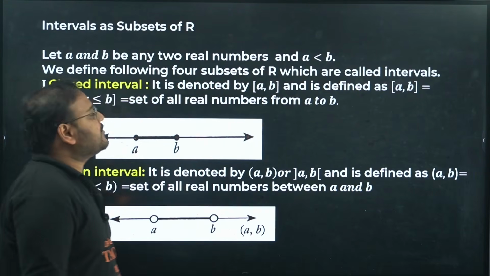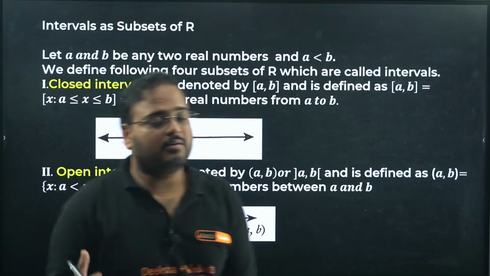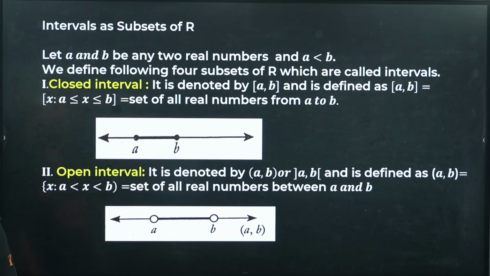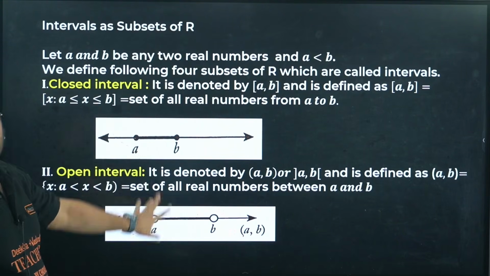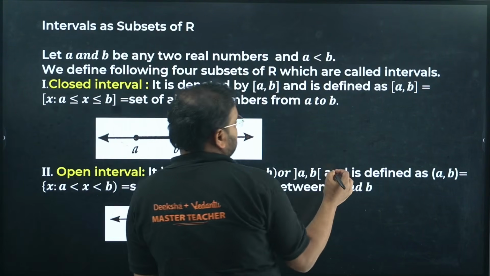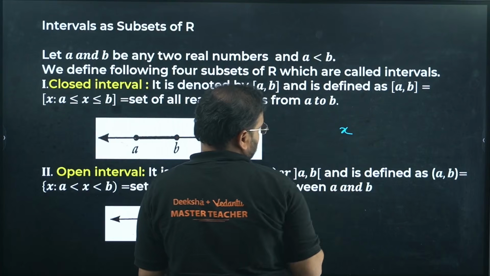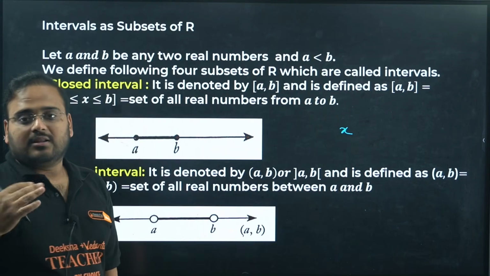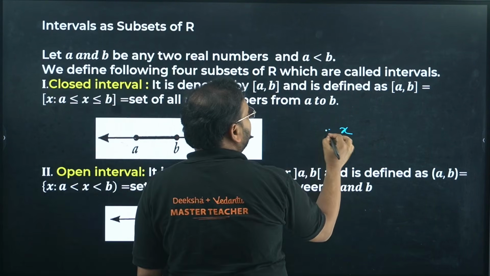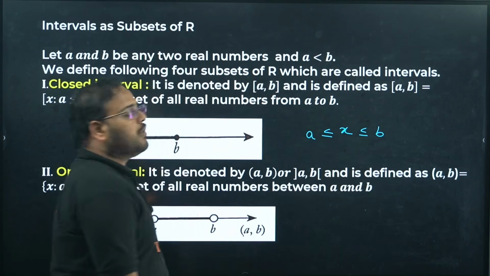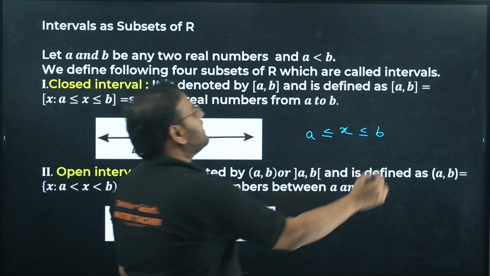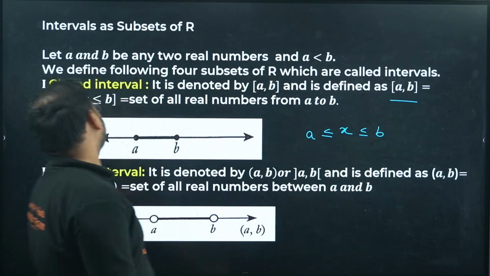Next, intervals, a subset of the real numbers. Let a and b be any two real numbers, a is less than b. This is called a closed interval when the values a and b are both inclusive. So let's say if I'm writing here x, x represents the element, then x will lie from a closed to b closed. We write them using the closed bracket.